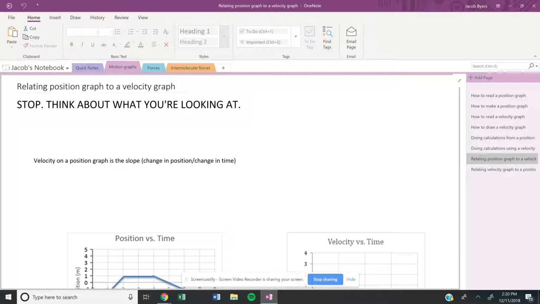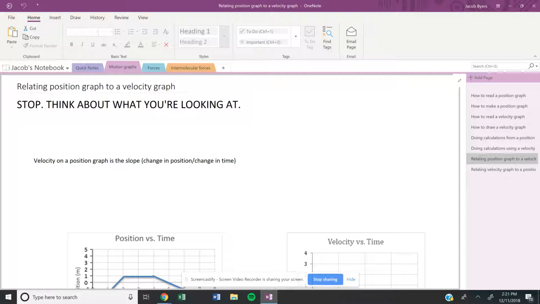Step one is just stop. Don't even look at it yet. Think about what you're about to look at. Don't think, "This line always means this, because if it goes up, it means this," because then you're looking at the wrong graph. So we're looking at a position graph.